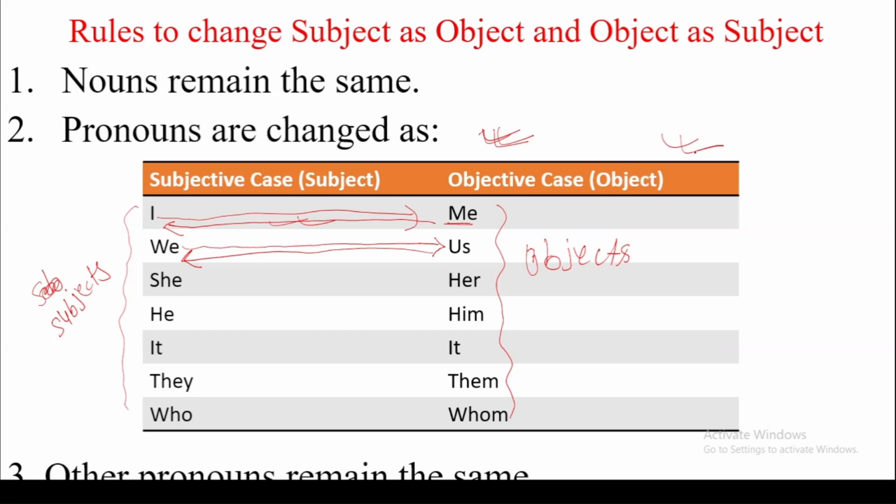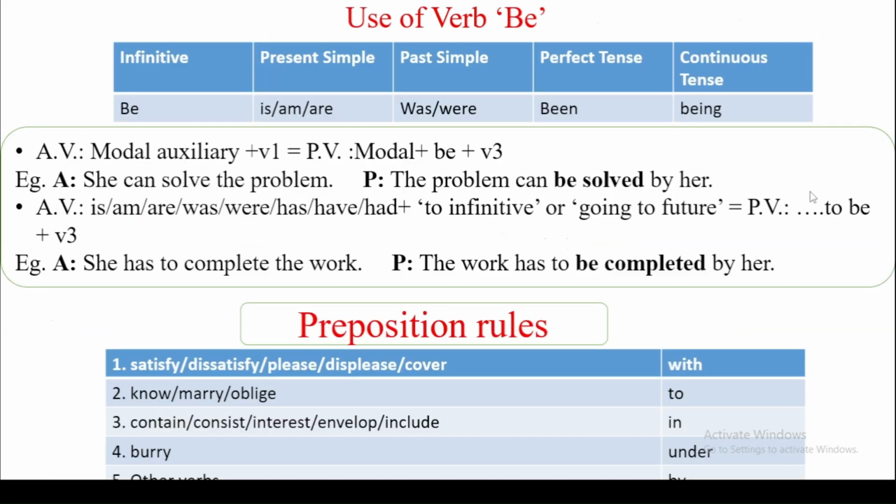This table should be remembered, or kept in your mind all the time. So I, me, we, us, she, her, he, him, it remains same, it, they, them, who, whom. So this table presents subjective and objective case of pronouns. That should be kept in mind. Other pronouns remain the same. Only these pronouns are changed while changing subject into object and object into subject.